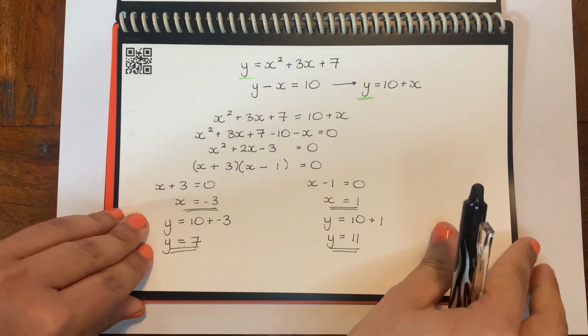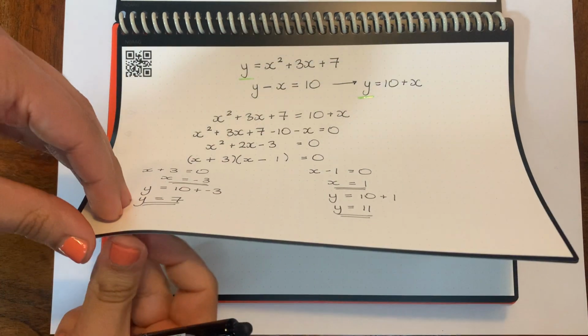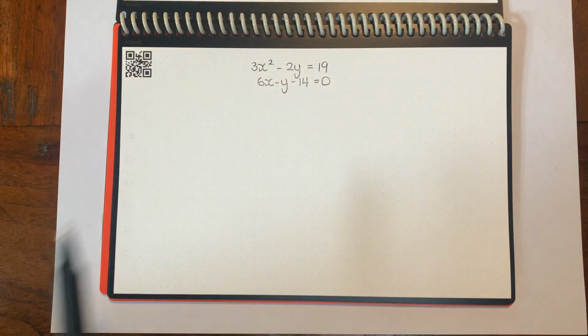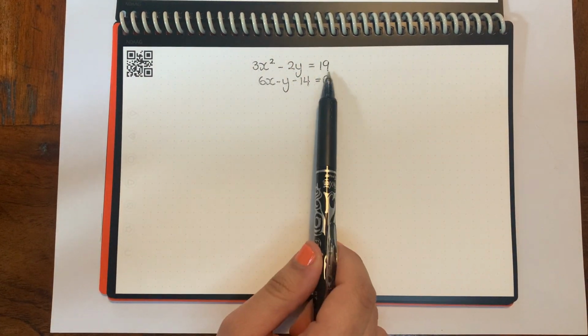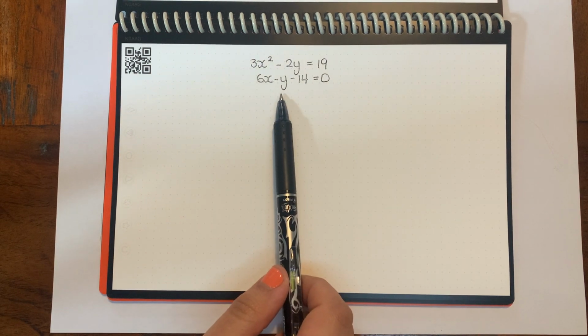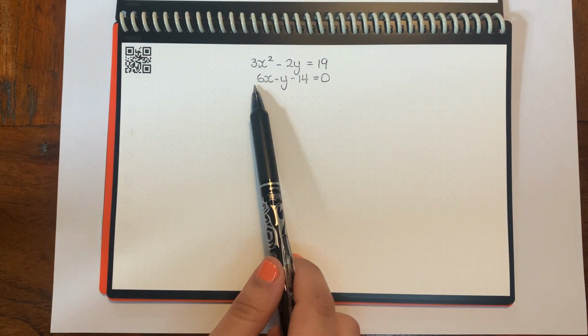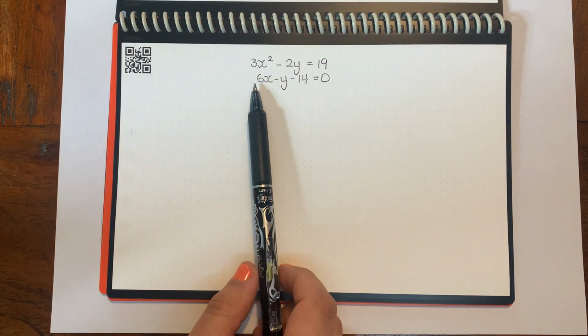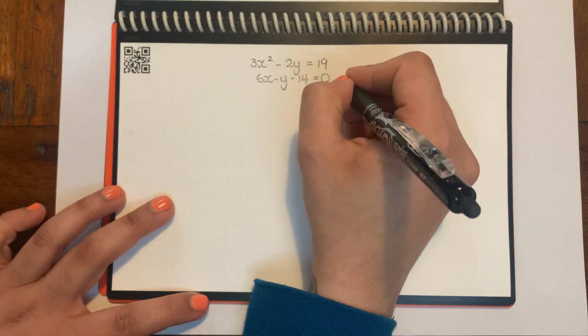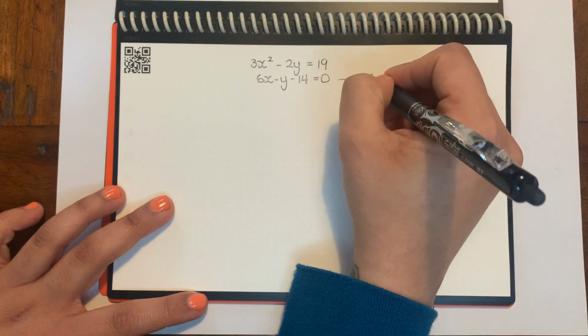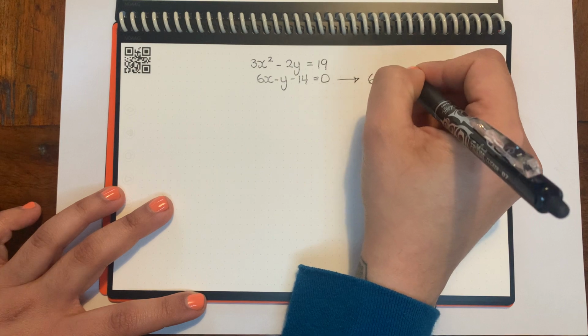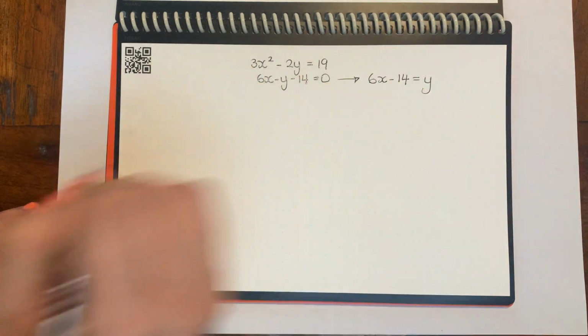Let's have a look at one final example, making it a little bit more challenging. So again, we've got a linear equation and a quadratic. Again, I'm going to start by making either my x or my y the subject. Doesn't matter which one, but one of them is easier. In this case, again, the y is easier because with the x, I would have to divide through by 6. So I'm just going to move my y over and make it positive. That gives me 6x minus 14 equals y.